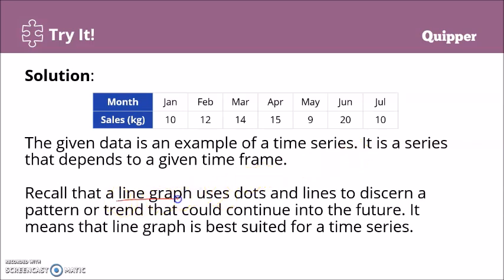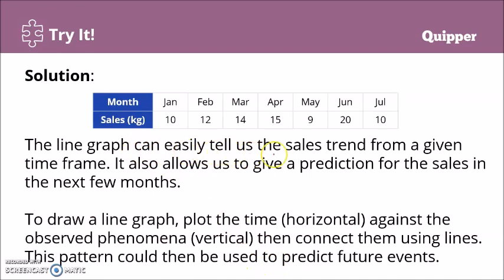Recall that a line graph uses dots and lines to discern a pattern or trend that could continue into the future. It means that a line graph is best suited for a time series. Okay? So, the line graph can easily tell us the sales trend from a given time frame. It also allows us to give a prediction for the sales in the next few months. To draw a line graph, we just plot the time, that's for the horizontal, against the observed phenomena sa vertical, then connect them using lines. Then, this pattern could then be used to predict future events.